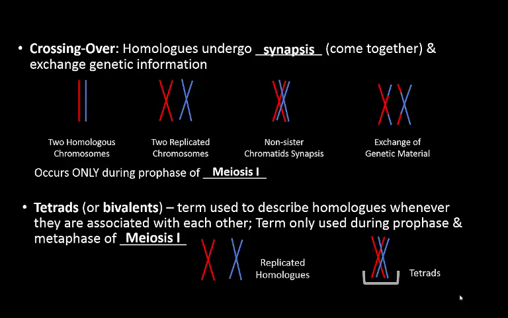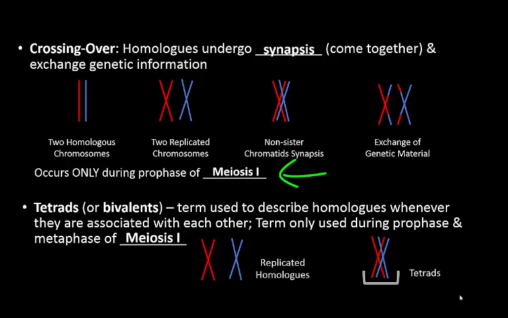So guys, crossing over is when those homologues, remember homologues are similar chromosomes, so you've got one from mom, one from dad, come in contact with each other and they do what we call the synapsis. Since they come together in a synapsis, which you can see here, they're going to exchange some of their genetic material. Now, it's important to note that this is only going to happen during prophase 1 of meiosis 1. That's the only time this is going to happen.